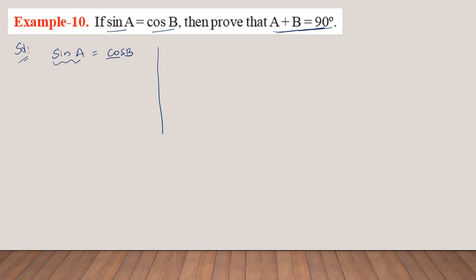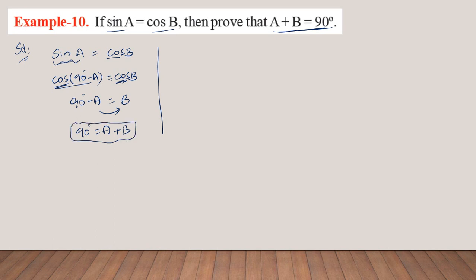Here sin A, I can write as cos of 90 minus A. So cos of 90 minus A means sin A only now, which is equal to cos B. Now on comparing, since both are cos ratios only now, directly we can make the angles equal. So 90 minus A is equal to B. When you transpose minus A, it becomes 90 degrees is equal to A plus B. So this is what he asked you to prove.